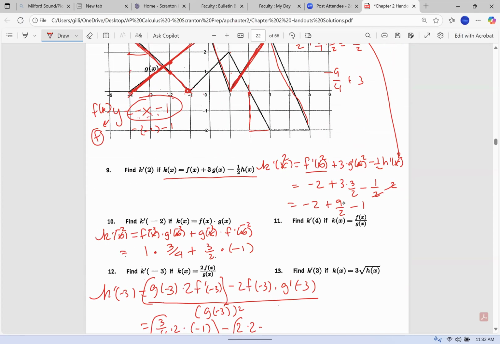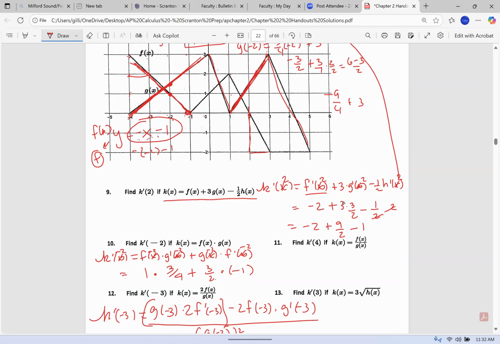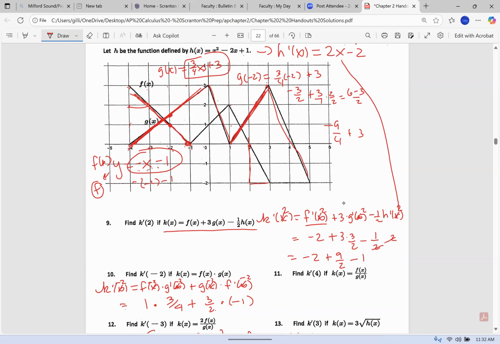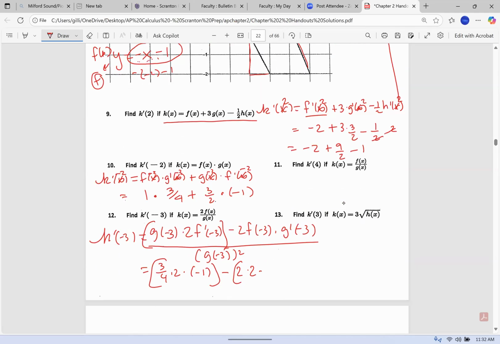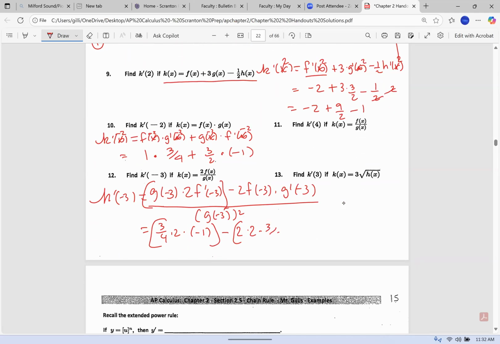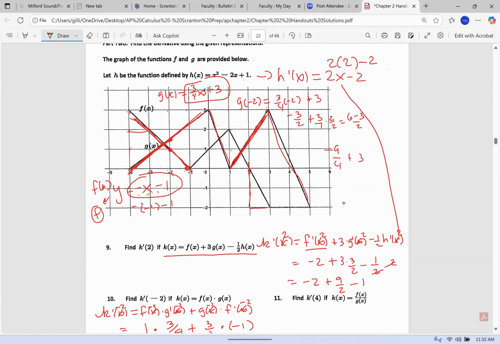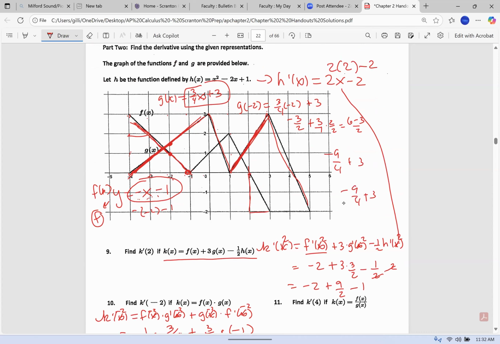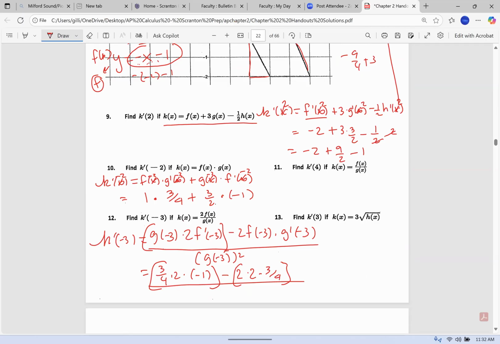g prime at negative 3. Here's g, and g prime at negative 3, its slope is 3/4. All over g at negative 3 squared. So g at -3 is -9/4 plus 3, is 3/4 squared. So, man, not the nicest of answers, just a little tedious there.